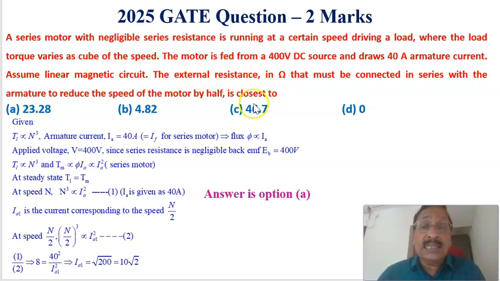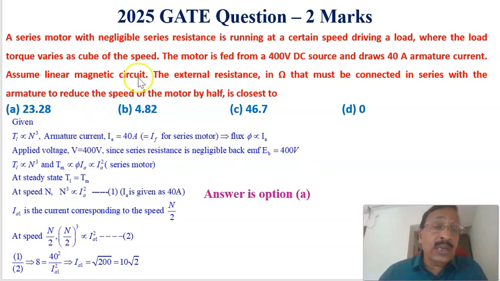The external resistance in ohms that can be connected in series with the armature to reduce the speed of the motor by half. Therefore, if N is the initial speed, we want to reduce the speed to N by 2. Now, what should be the resistance that is to be connected in series to the series motor so as to reduce the speed to N by 2? That is the question asked. Therefore, the options are A 23.28 ohms, B 4.82 ohms, C 46.7 ohms, and D no resistance is to be added.